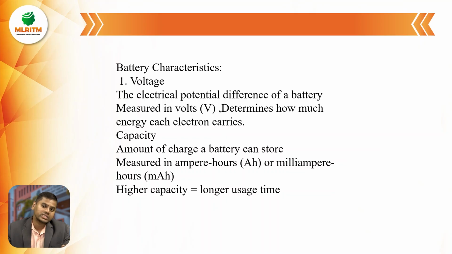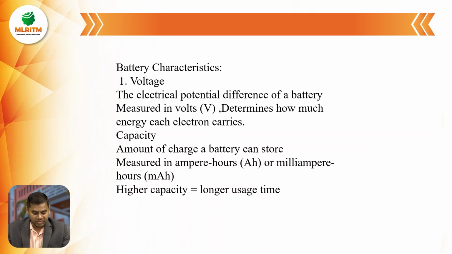After voltage, battery capacity. First one in characteristics is voltage, second one is capacity. Once again, voltage refers to the potential difference of a battery measured in volts. It determines how much energy each electron carries. Next one, capacity: the amount of charge a battery can store, measured in ampere hours or milliampere hours. Higher capacity equals longer usage time.